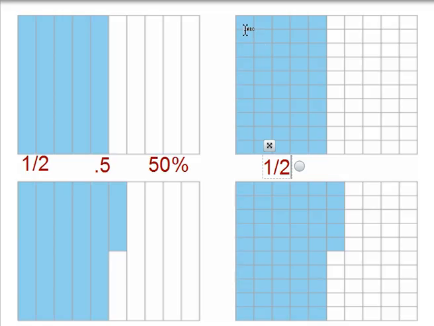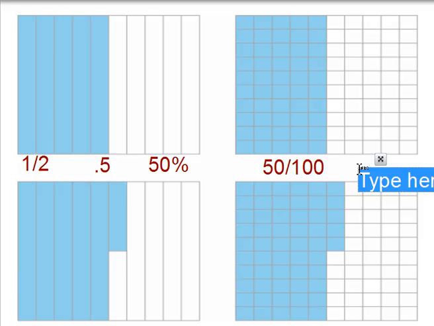Or instead of 1/2, with this fraction, we could say 10, 20, 30, 40, 50. 50 out of 100 is shaded in. And we have a new fraction right there, but guess what? They're both equivalent to each other. Our decimal is 0.50. And once again, it's still 50%. But it was colored two different ways.